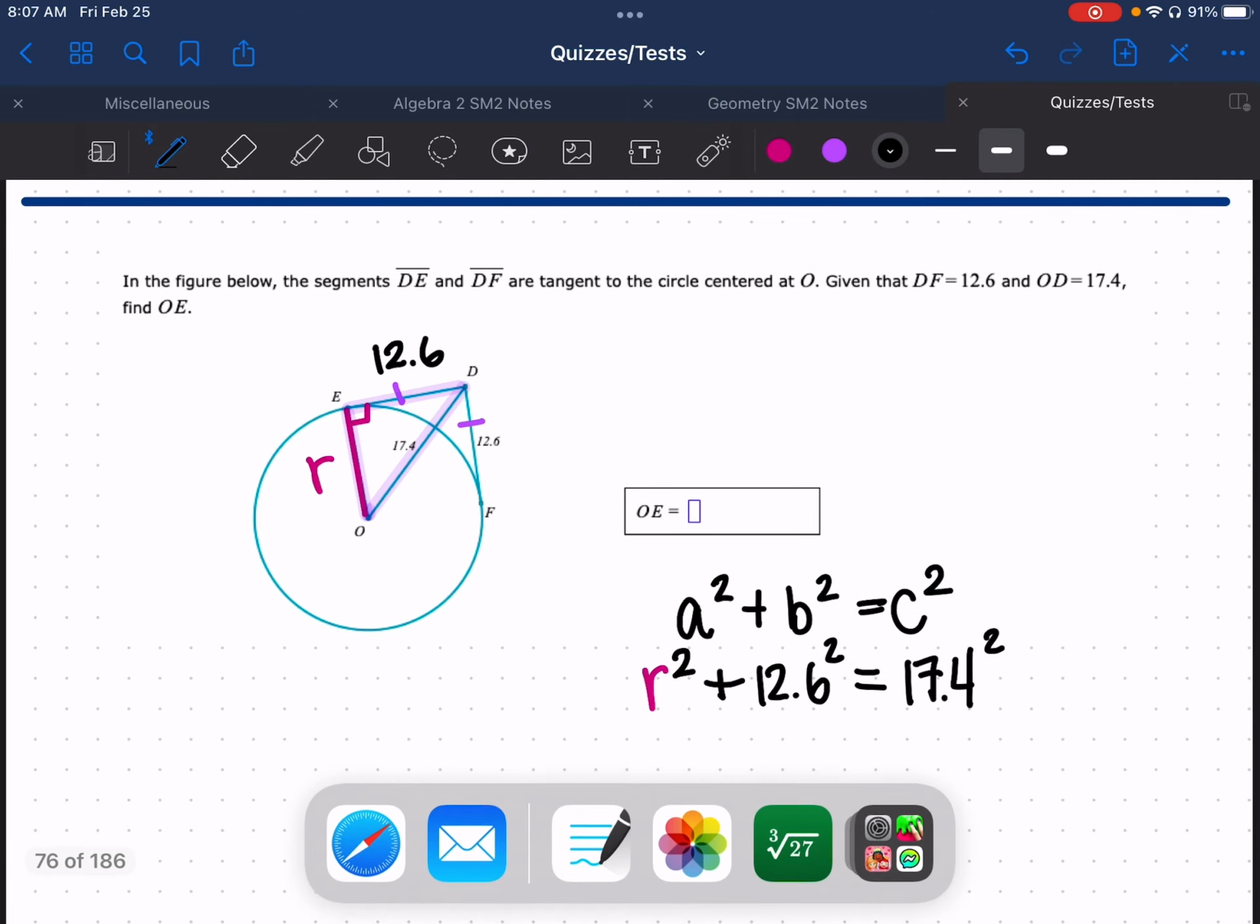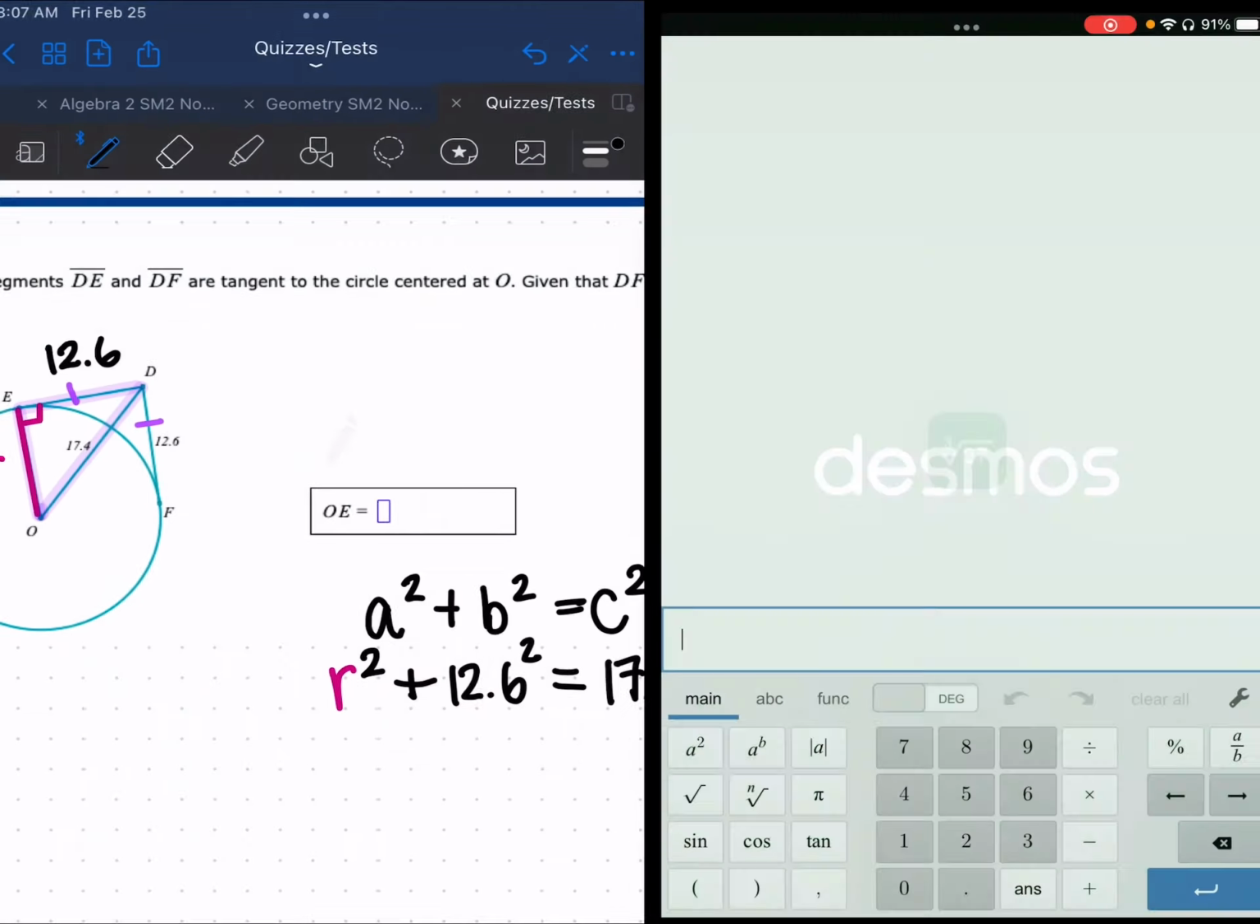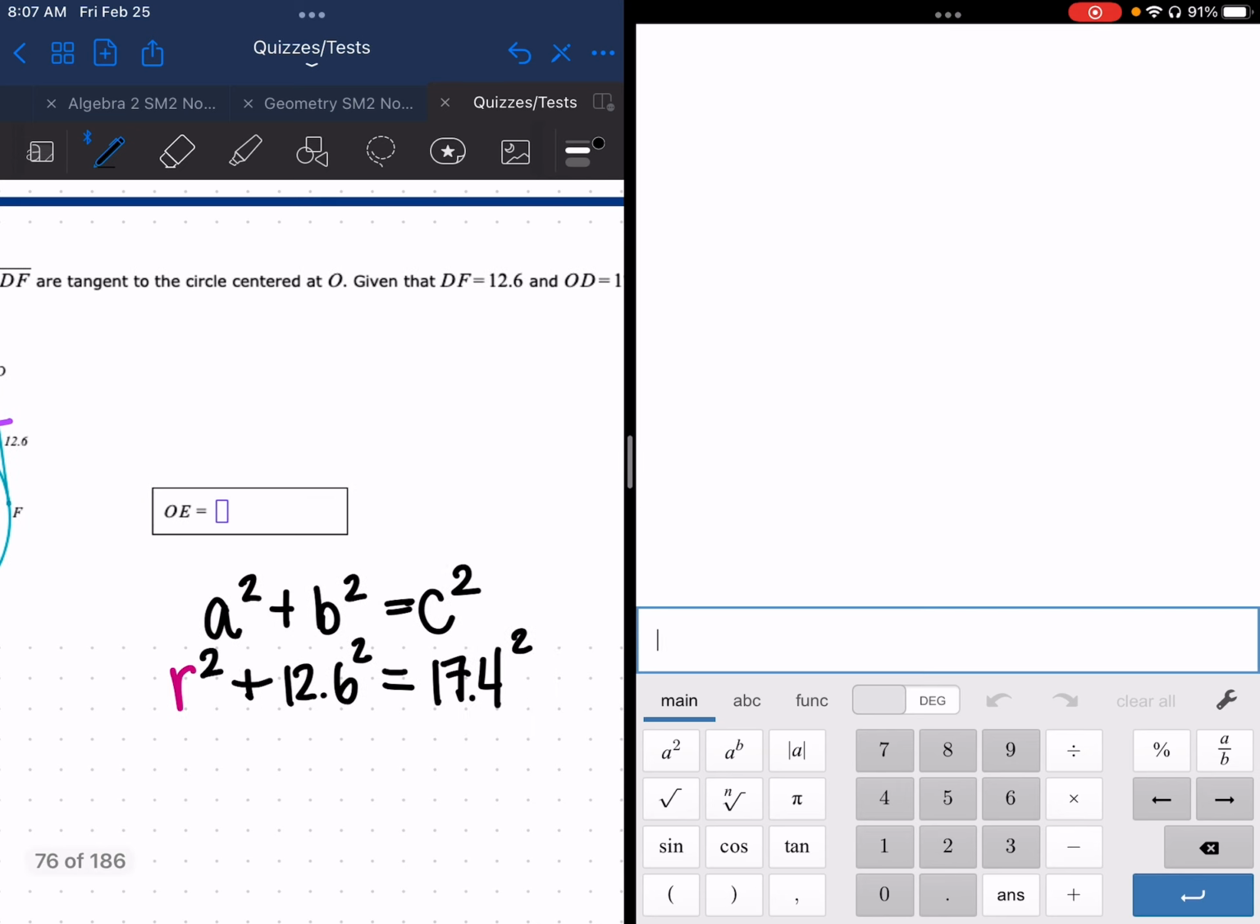All right, let me bring up my calculator here because I don't know what 12.6 squared is, and I need that. So 158.76, and then 17 point, oops, nope, hold on. I forgot how Desmos worked. Let's get a new line. There we go. 17.4 squared.